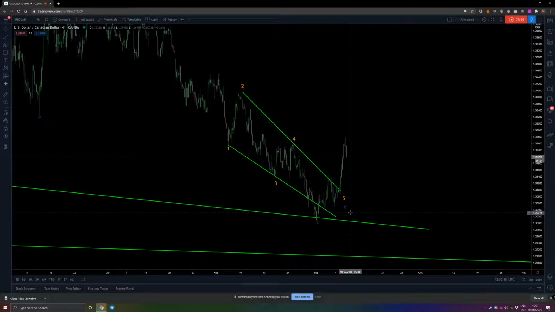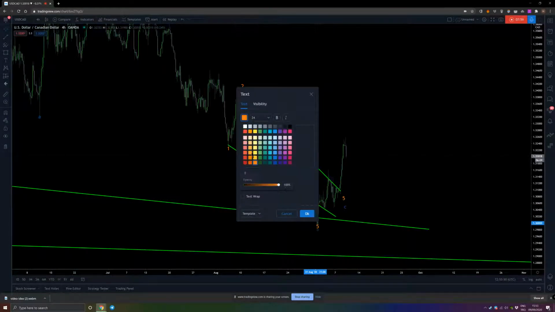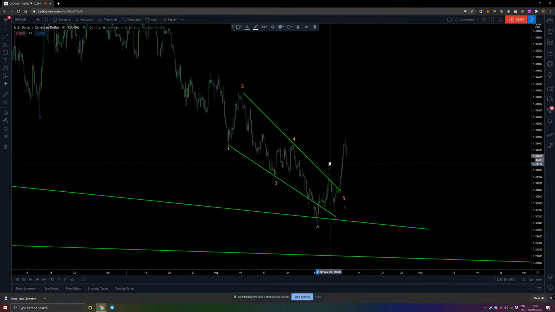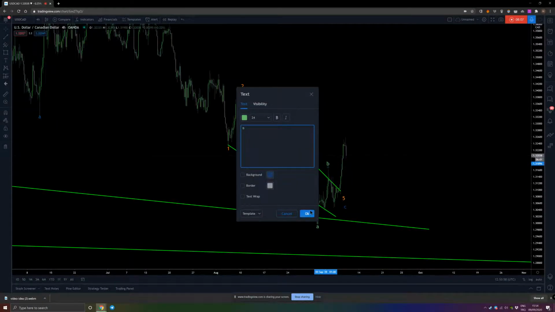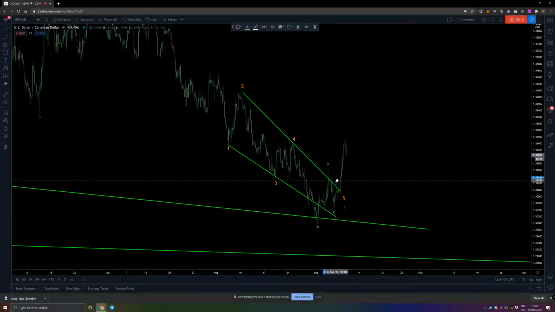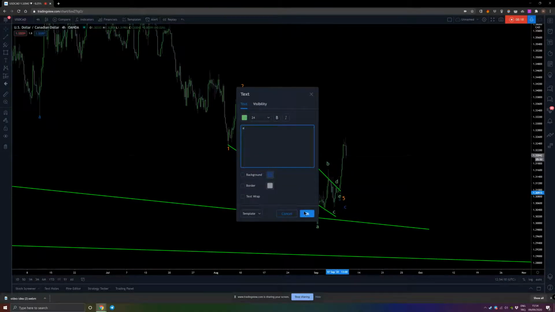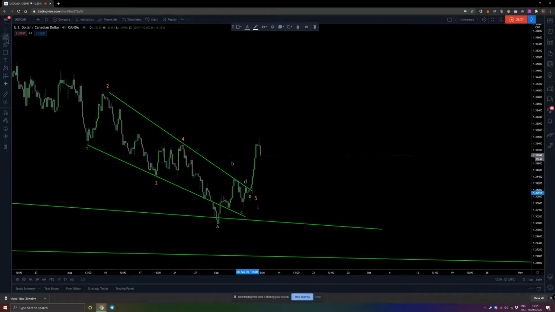Now, what does this fifth wave can be? Well, it actually can be a triangle by itself, because the fifth wave can actually be a triangle. So, for example, can we think something like this? Wave A, maybe wave B, a wave C, a wave D, and a wave E. Maybe something like this. Now, is that possible? Maybe something like, maybe not. This is the D wave.